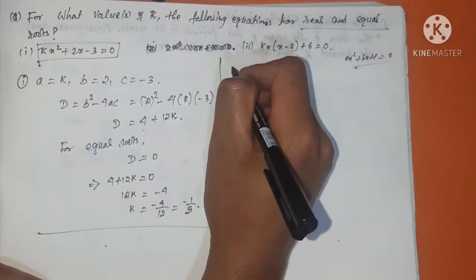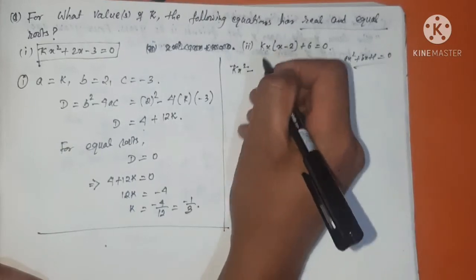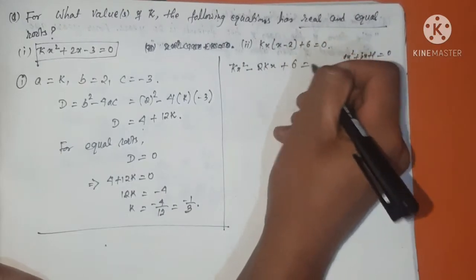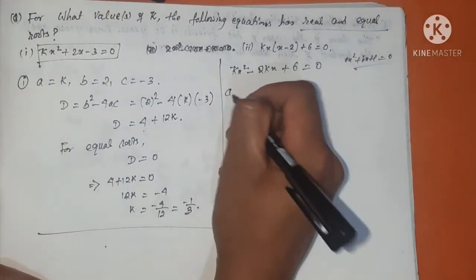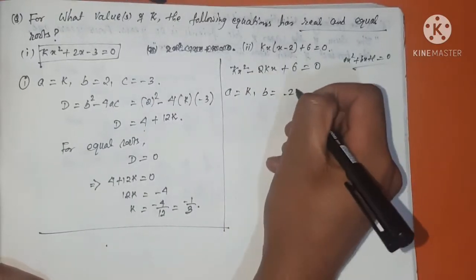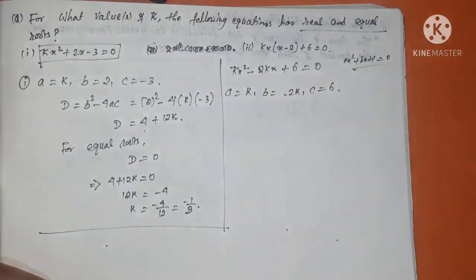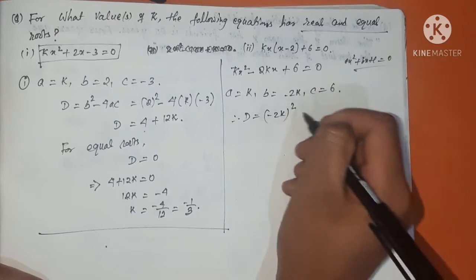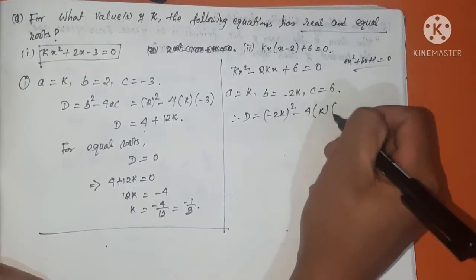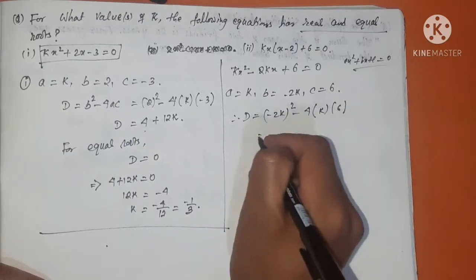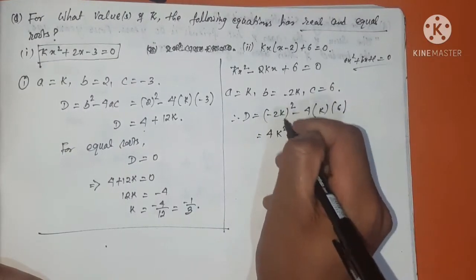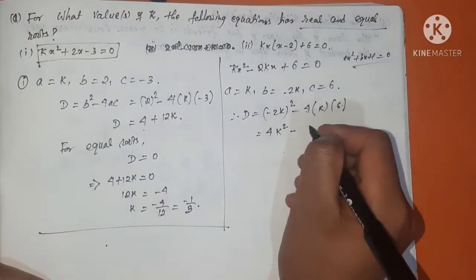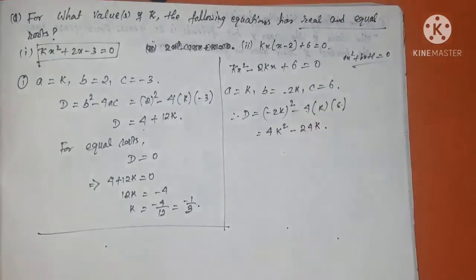Now see here. This is kx square minus 2kx plus 6 equals 0. This is in standard form, where a is k, b is minus 2k, and c is 6. Therefore D will be minus 2k whole square, that is b square, minus 4 into a is k and c is 6. That is 4k square, since minus 2 square is plus 4. Minus square is plus, you should always know that. 4 into 6 is 24k.